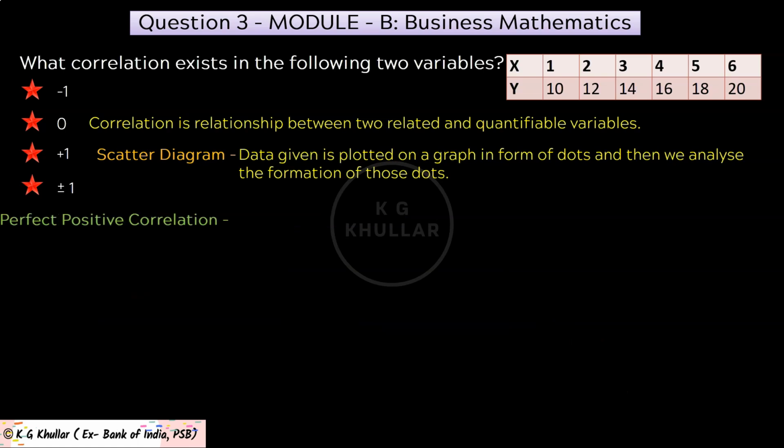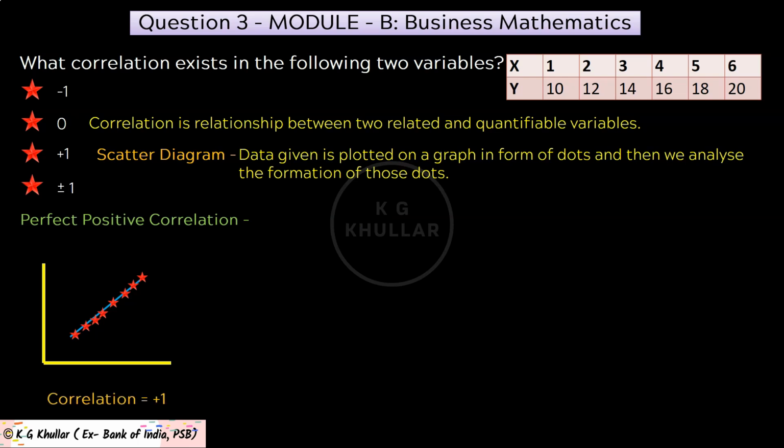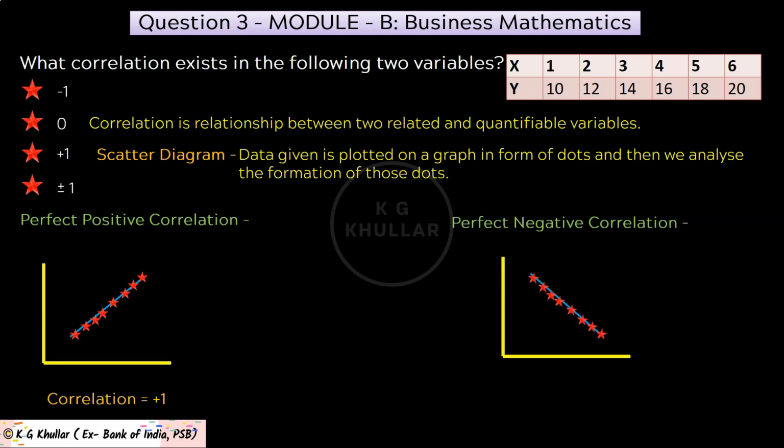The next is perfect positive correlation. Friends, here points are not scattered around the line, rather they are on the same upward sloping line like this, as you can see in this diagram. So here the correlation is said to be +1. And lastly, we have perfect negative correlation. Friends, here also the points are not scattered around the line, rather they are on the downward sloping line, as you can see here. And in this case, the correlation is said to be -1.